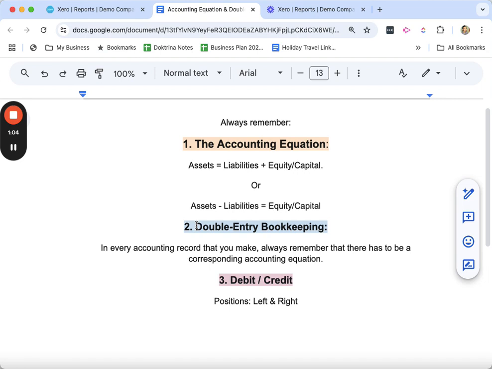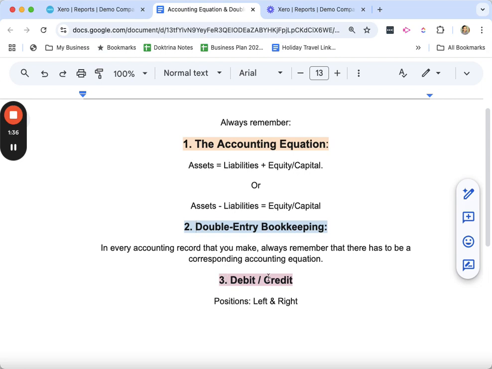Number two is double entry bookkeeping. It means that every entry should always have a debit and a credit. Now, the debit and the credit are only positions. Debit doesn't mean good thing and credit doesn't mean bad thing, which is a common misconception among students. They thought that if you credit something, it is bad, and sometimes the notion is if you debit something, it is good. Not necessarily and not all the time.